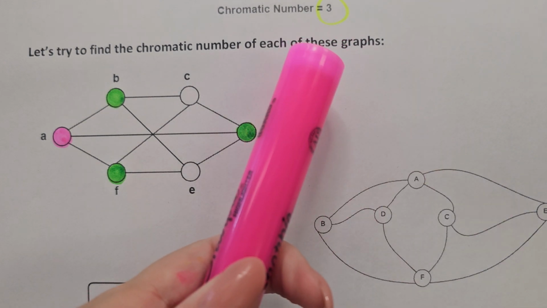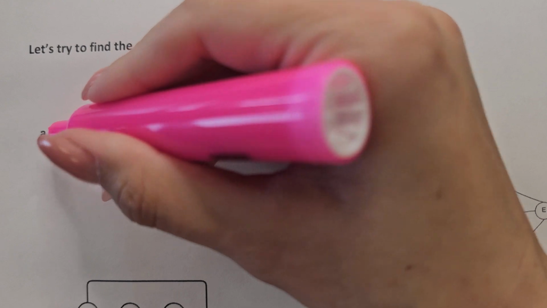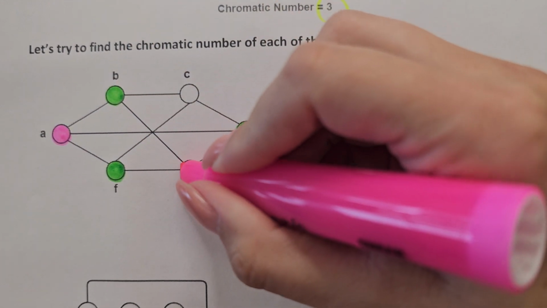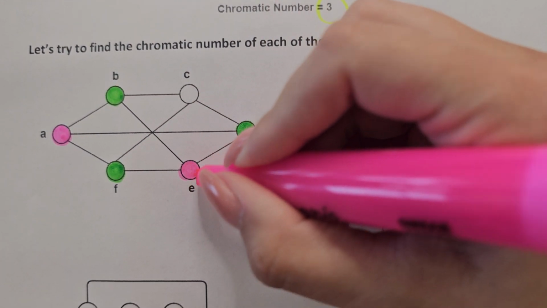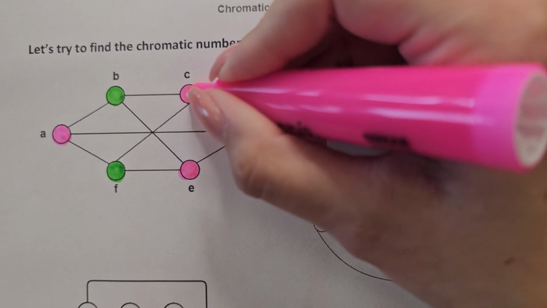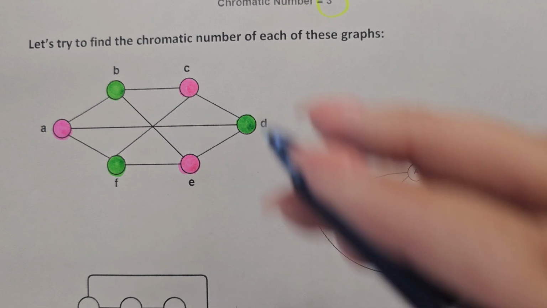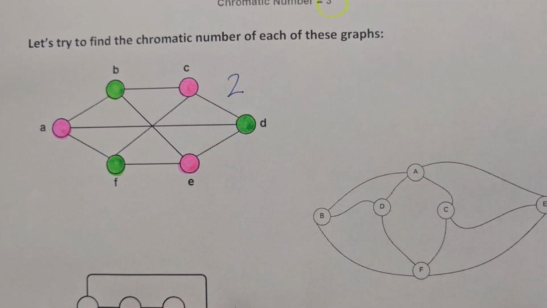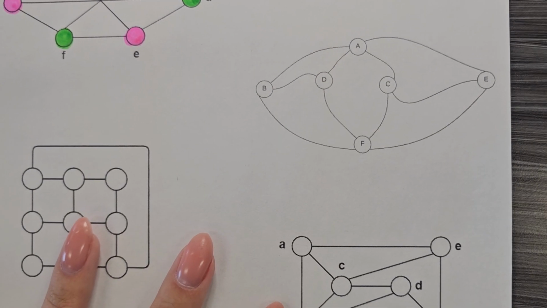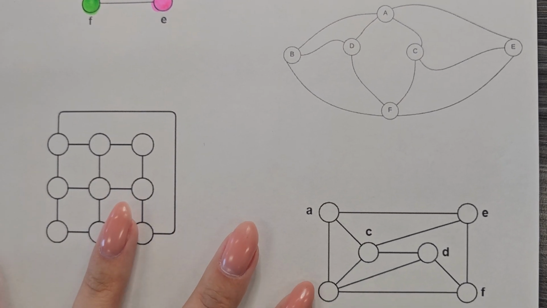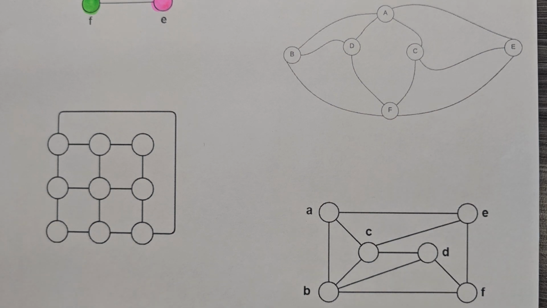Now switch back to your original color. A and E are not connected directly, so I can make E pink. A and C are not connected, so I can make that pink as well. Meaning I was able to complete the graph with just 2 colors, so it has a chromatic number of 2. So take a moment to pause, and I want you to try these ones and see what chromatic numbers you get. And then when I come back, I'm going to show you what chromatic numbers they have.